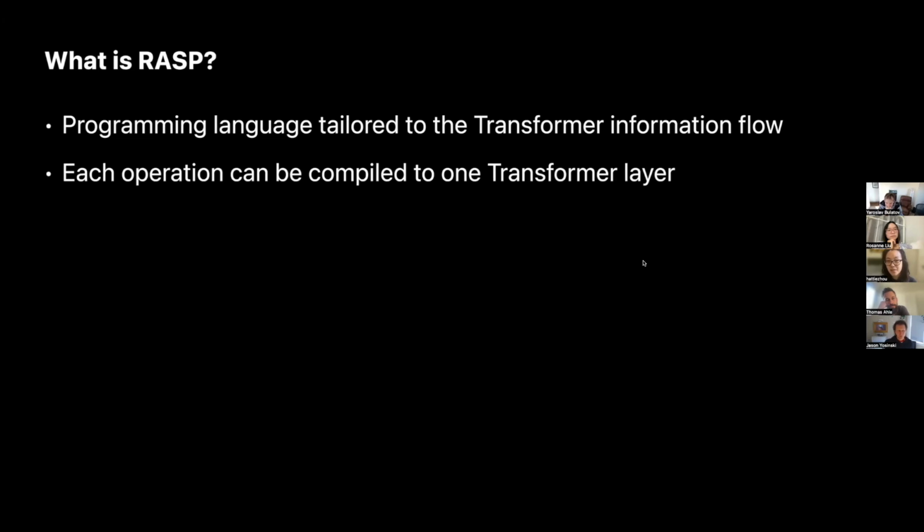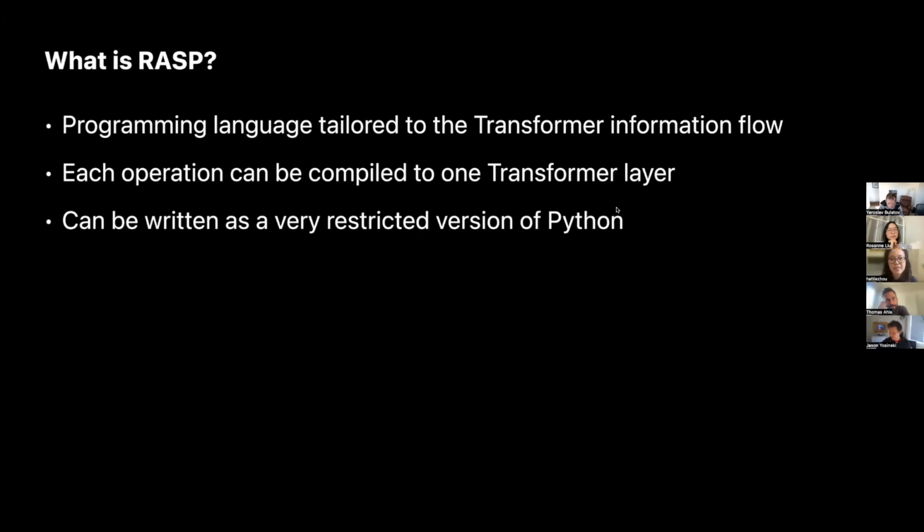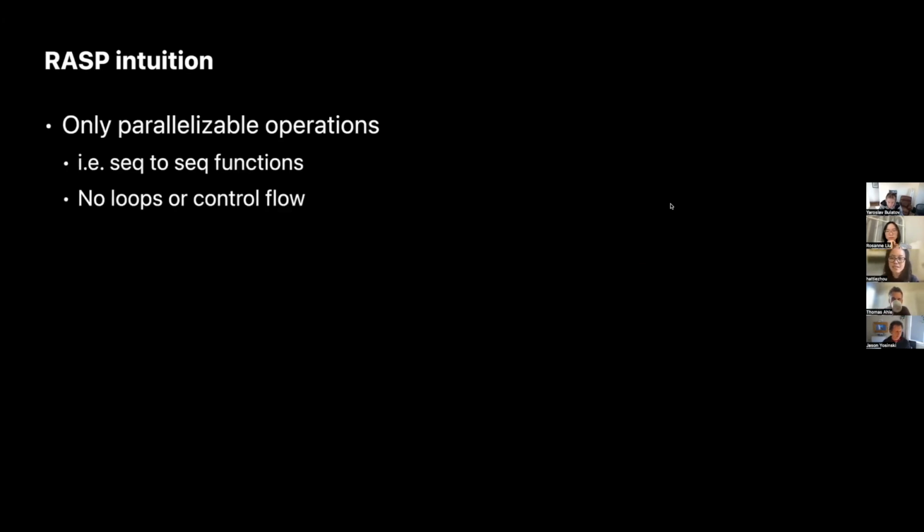So in this language, every operation that you write can actually be directly compiled into a layer, or at most one layer of the transformer. And we can also realize this language as a very restricted version of Python. Okay, so some intuition for what this language tries to capture. You can only write parallelizable operations. And this is because a transformer model is inherently a parallel model of computation.